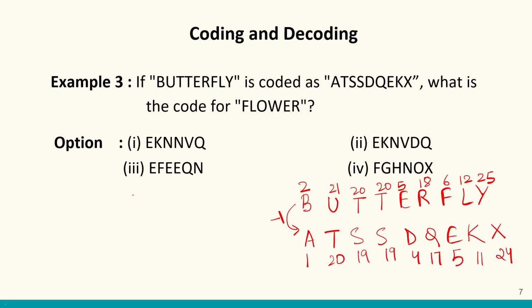So if I have to code flower, I'll move just one position backwards. So from F we take E, from L we take K, from O N, W it will be V, E it will be D, and for R it will be Q. So our answer will be EKNVDQ, which is option number 2. So option number 2 will be our answer.